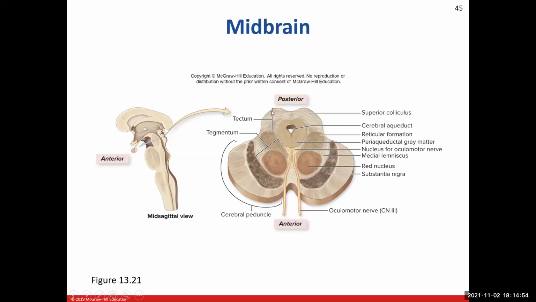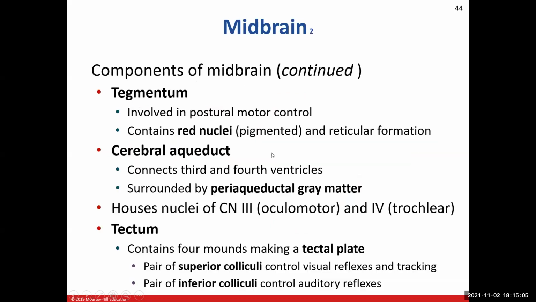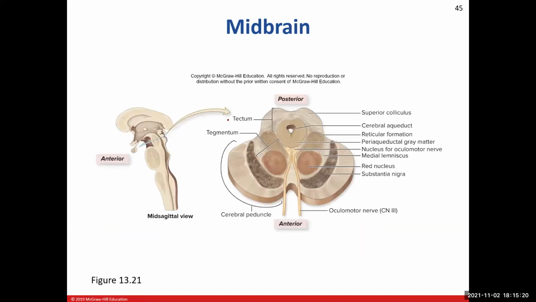Whereas in the posterior part, we have a structure that's almost similar in name. It's called the tectum. We'll talk about that in a second. But right now, we're going to discuss what the tegmentum is. So our tegmentum plays a role in motor movement, but specifically for postural motor control. And if you notice, there's a hole here. This guy right here, there's our cerebral aqueduct.